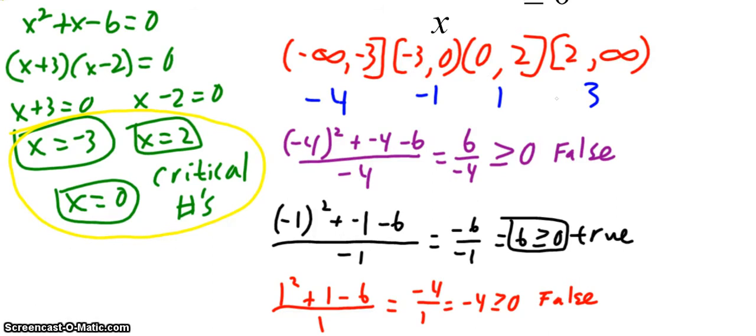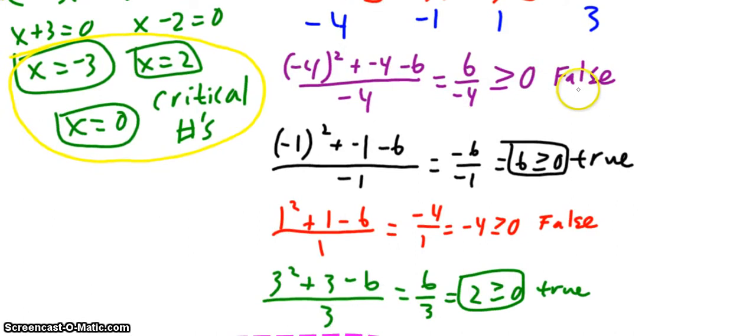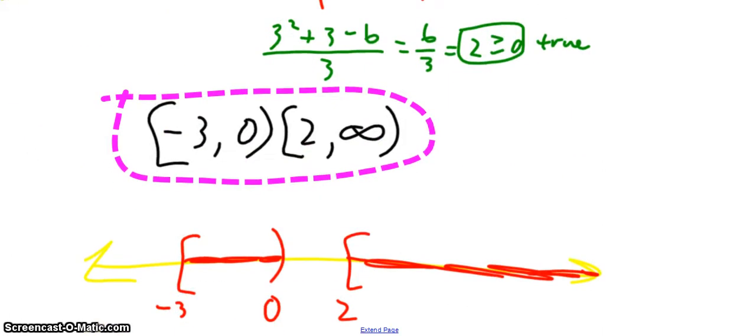Okay, so then you can see my work here where I tested each of those. The first one was false. The second one was true, third one was false, fourth one was true, and that's how I got my intervals and my solution.